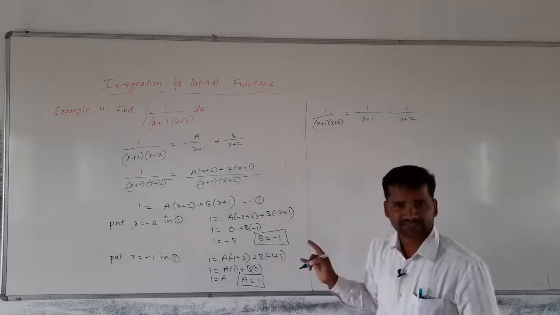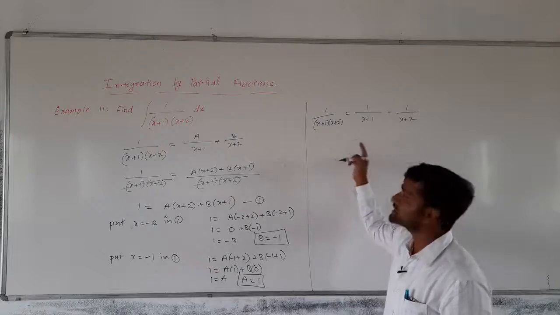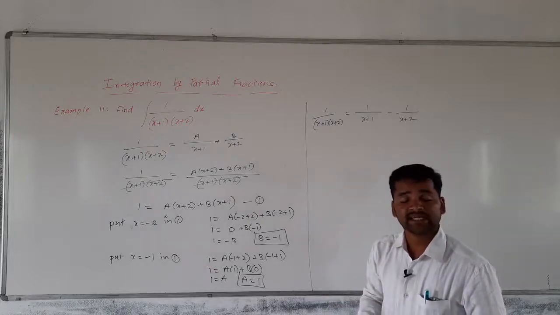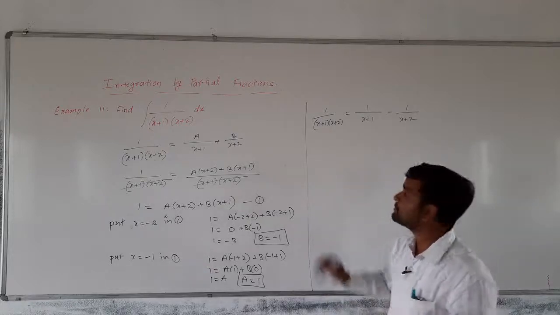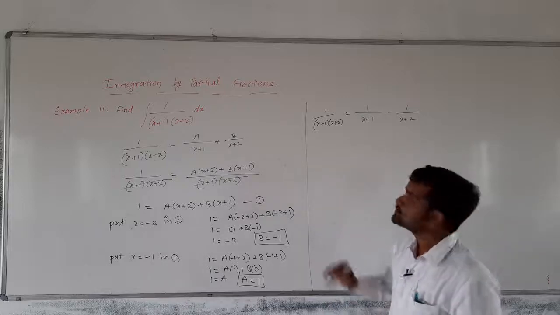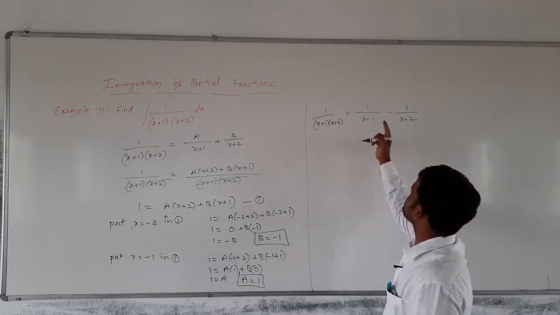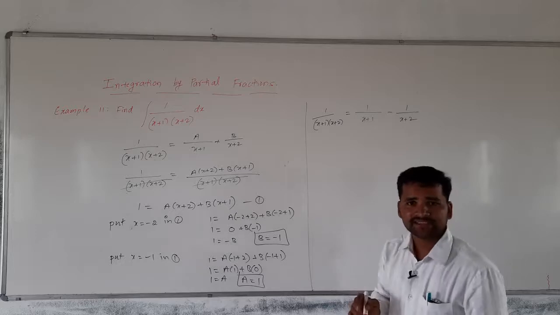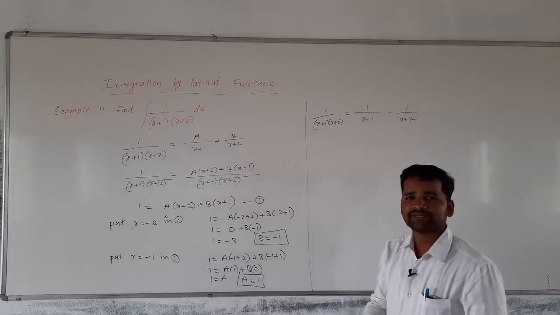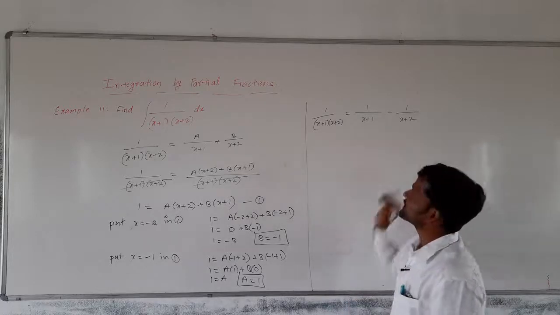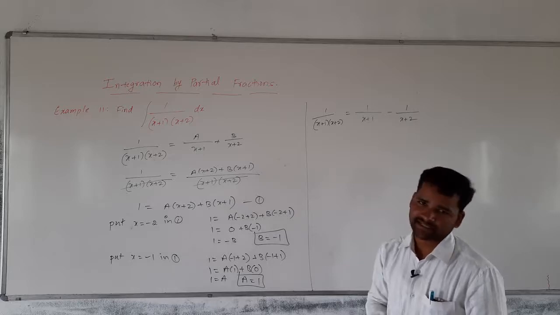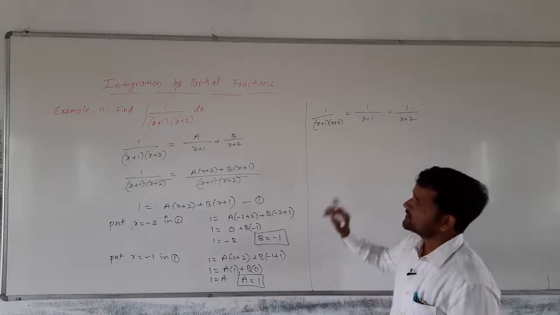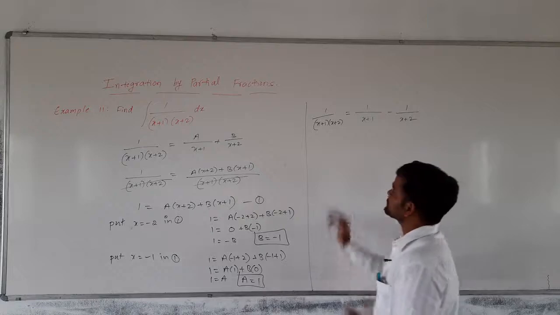Is it correct? Whatever we did, is it correct? Is the left hand side equal to the right hand side? Yes, we can verify it by simplifying the right hand side. You cross multiply: x plus 2 minus x minus 1. X gets cancelled, 2 minus 1, yes, numerator 1, denominator gets multiplied. We are getting the same thing back. That means this is correct. Now we can go with the integration.